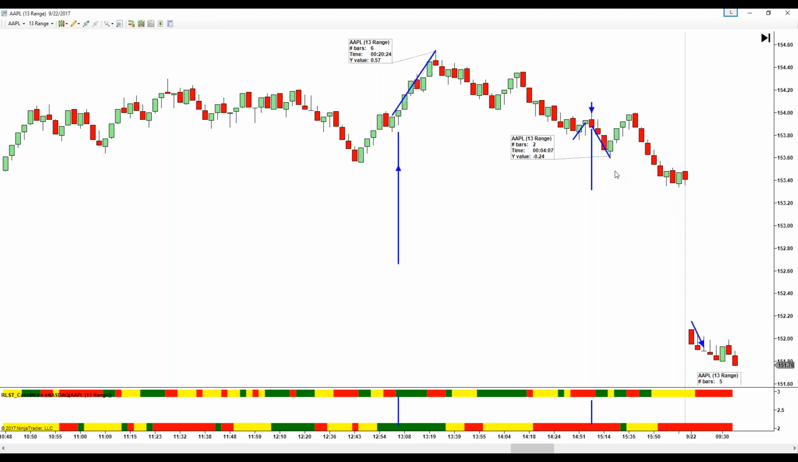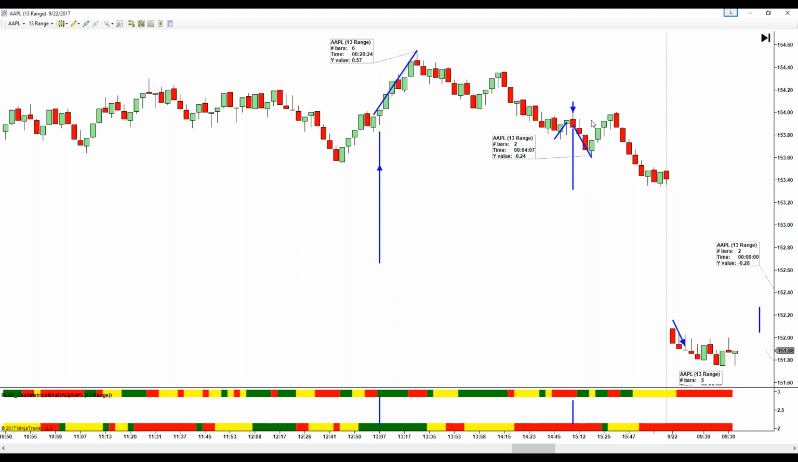Now, if you trade 1,000 shares, you're up $1,700 or $1,800. 100 shares, you're up $170, $180. 200 shares, you're up $350, $360. The key is these are very specific entries that provide you with very low risk and very high reward.